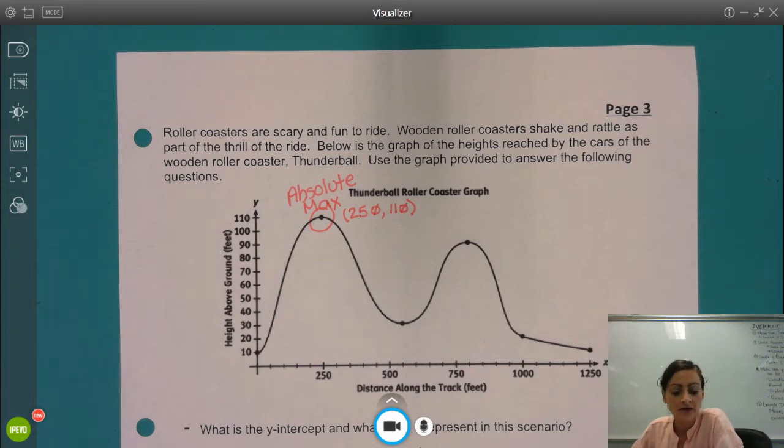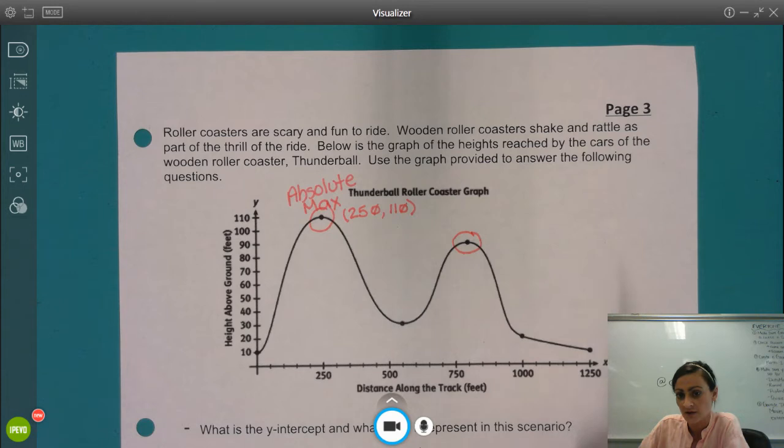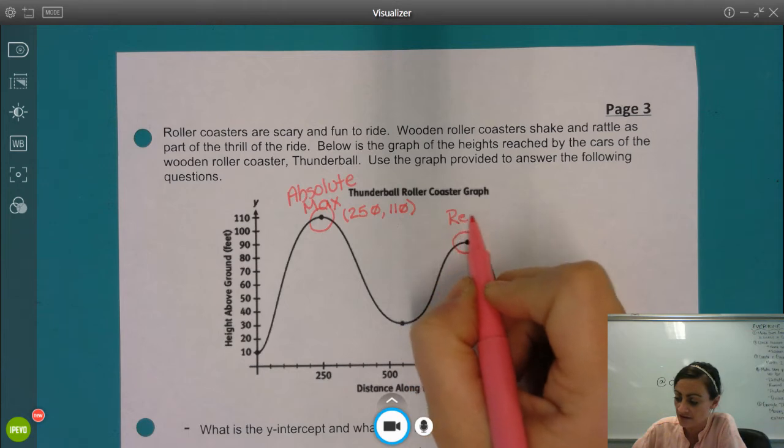Now I could also have a relative maximum. And for a point to be a relative maximum, it needs to be the highest point in that general area. And to the left and to the right of that point, all of the parts of the function or points around it should be below. So this point right here, since the graph to the left and to the right is both below that point, this is a relative maximum.